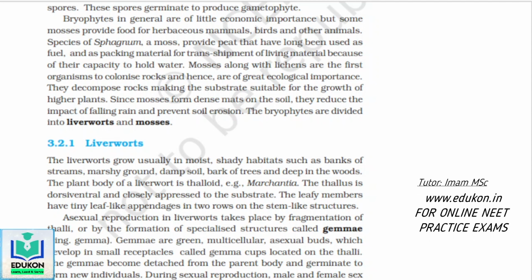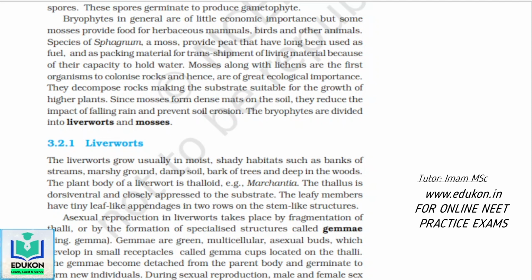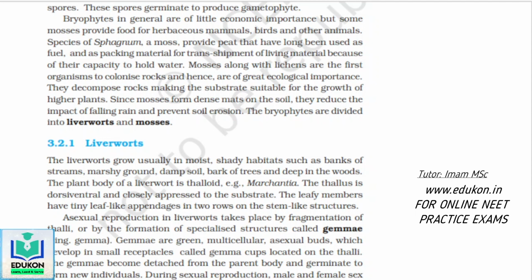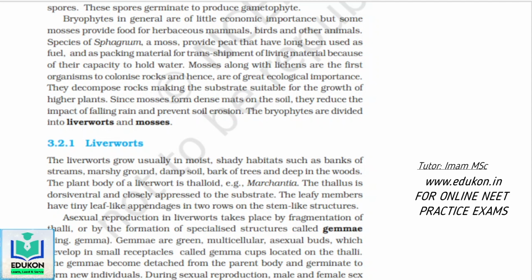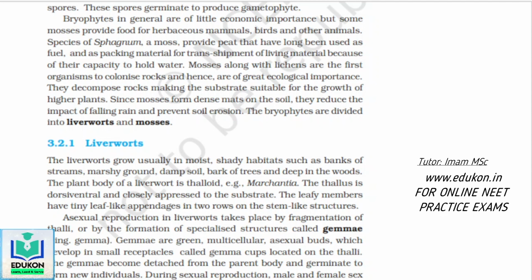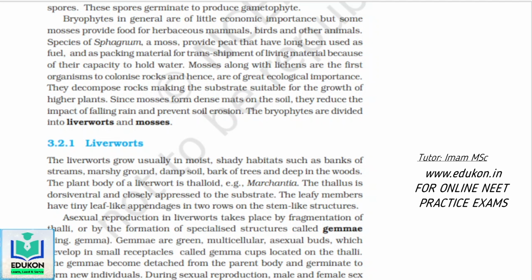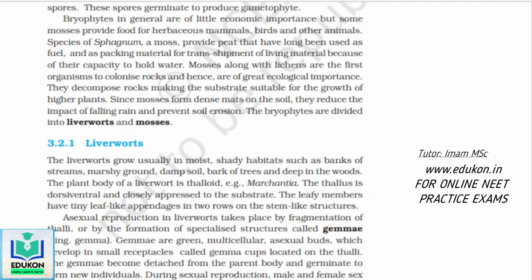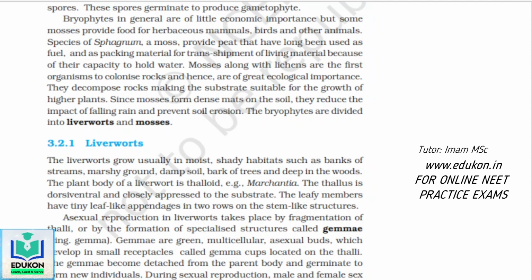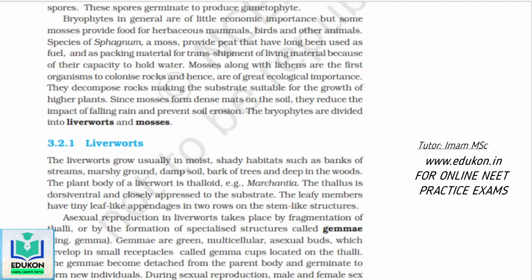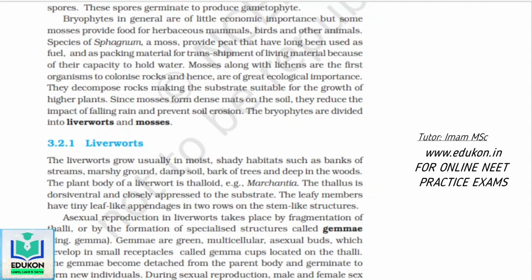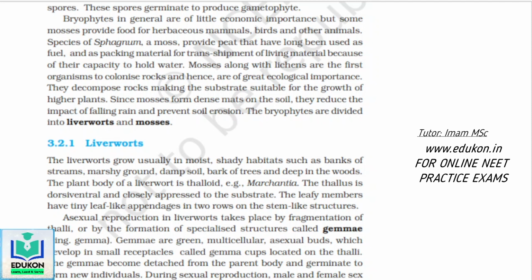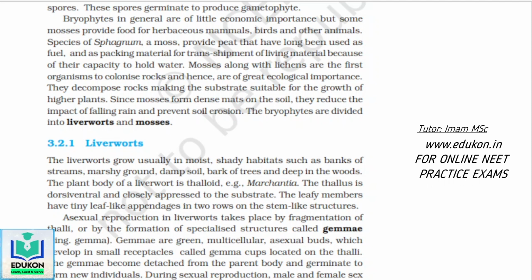Peat, we must have heard about this word peat. It is not rock. It is a decomposed form of plant. This peat, which comes from a moss actually, has been used as a fuel for a long time and also as a packing material when you ship over long distances, because it holds water.